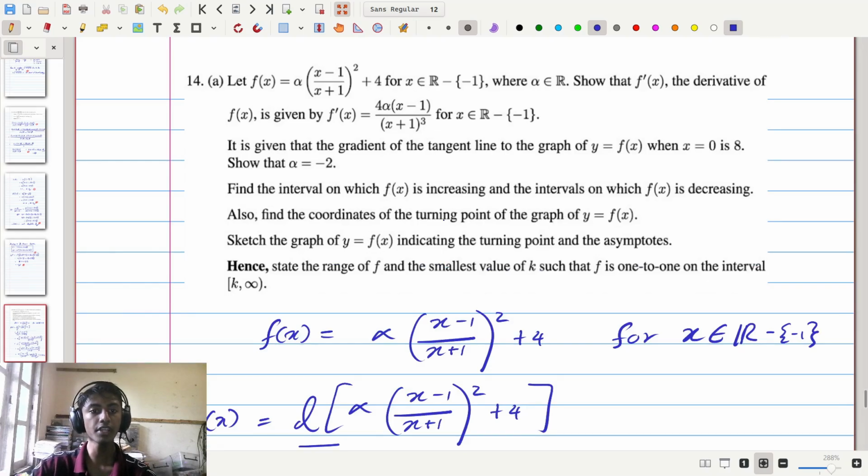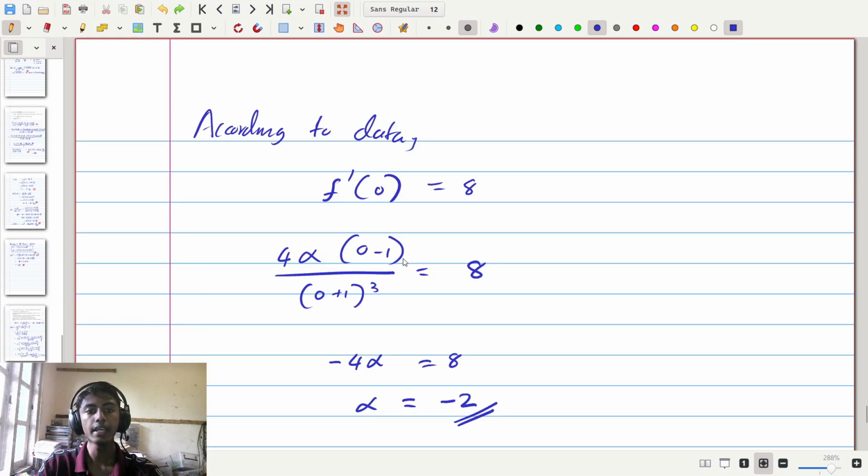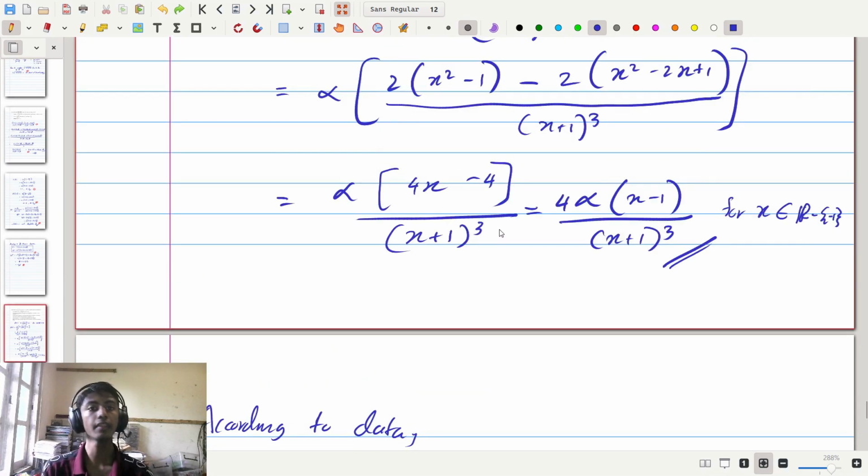Now the question then says find the interval on which f of x is increasing and the intervals on which f of x is decreasing. For this, what we have to do is to consider the derivative function and then see which ranges the derivative function will have a constant sign on, and which points the derivative may change its value. In this case we can see x minus 1 will be 0 at one point and x plus 1 will also be 0 at one point, and therefore the sign can potentially change at those 2 points.